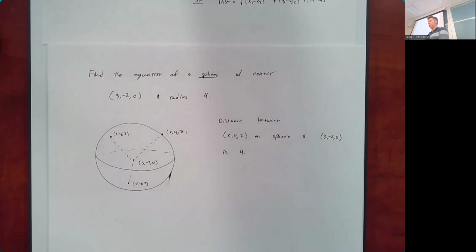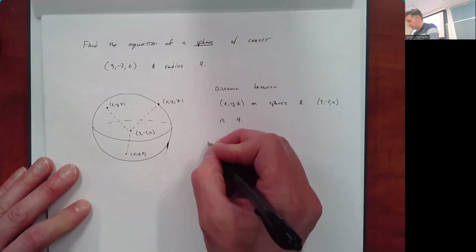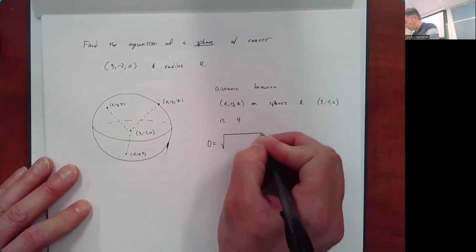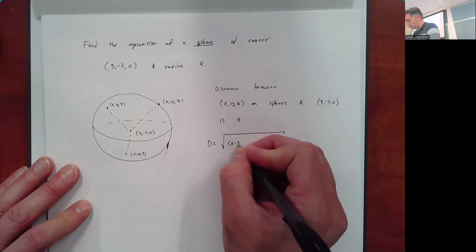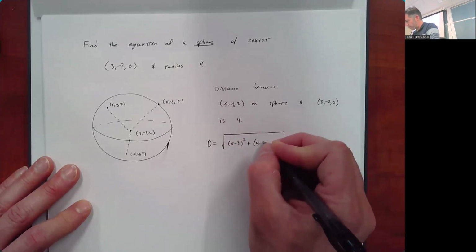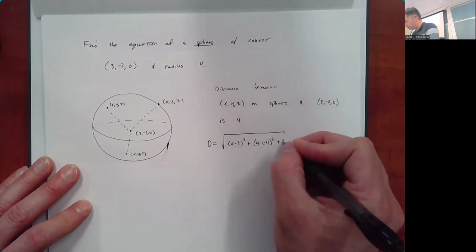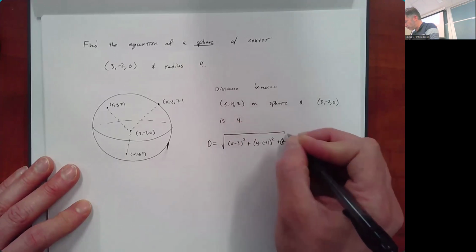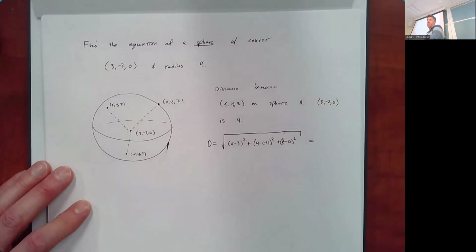Well, great, we can come up with that equation. We're just going to find the distance between these 2 points. So the distance is going to equal the square root of (x minus 3) squared plus (y minus -2) squared plus (z minus 0) squared. And that should equal the actual distance, which is 4.